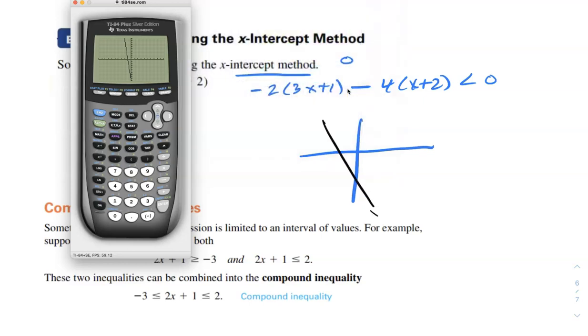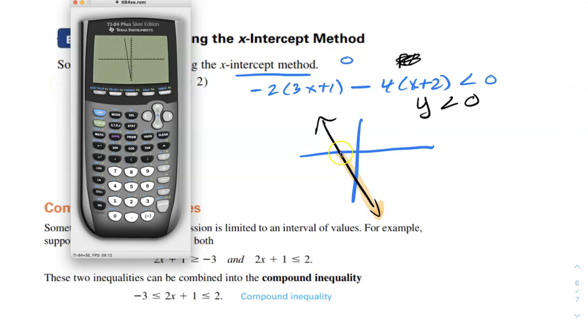So it looks like this. It looks something like that. I want where my function f, let's just say y, is less than 0. Right? That's what I'm looking for. I'm looking for my equation. It's my equation y. I want that to be less than 0. So when is it below the x-axis? So from here on, right? From here on.